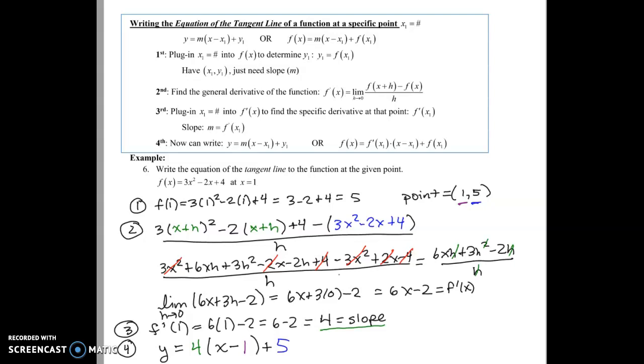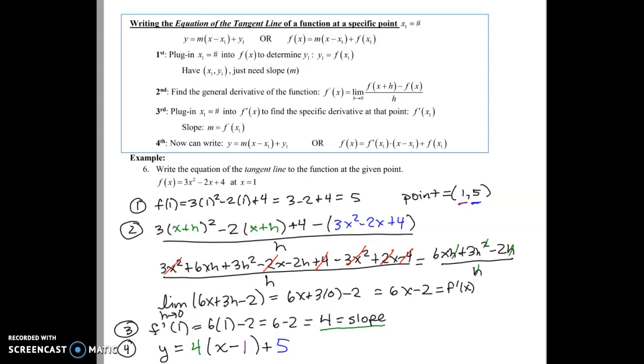We then can find the derivative, same thing we've been doing. Again, if you need to pause this and look through the work, go for it. We get our derivative to be 6x minus 2. We use that to find the slope. So we put 1 into the derivative equation, so 6 times 1 minus 2. This gives us 4. So that means the slope of our tangent line is 4, and it's passing through the point 1, 5.